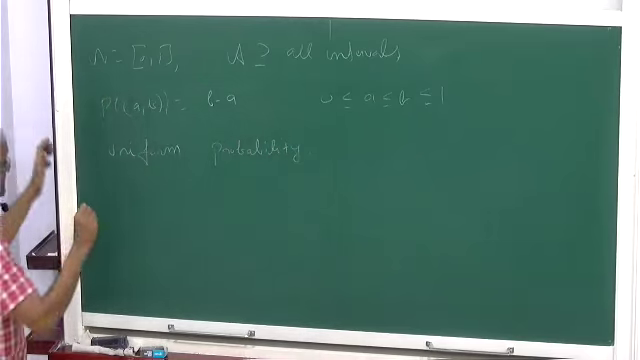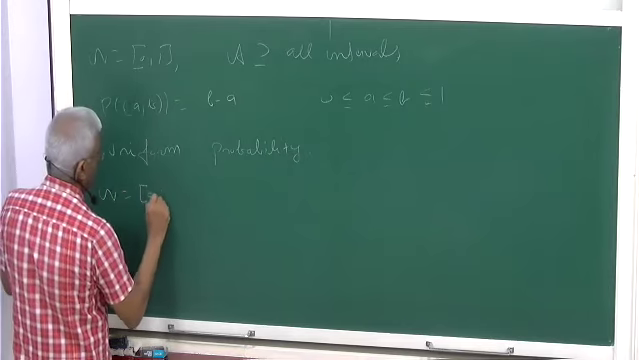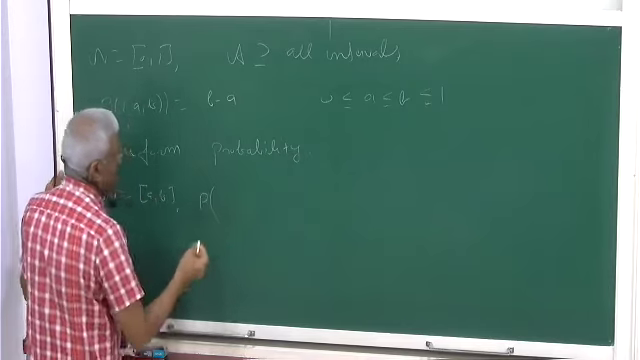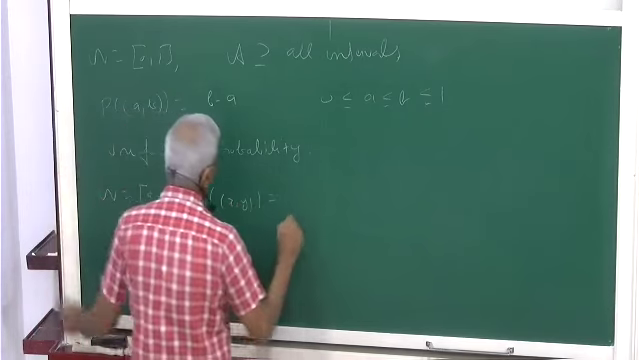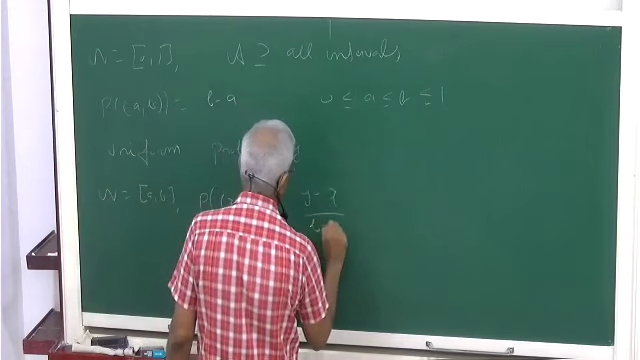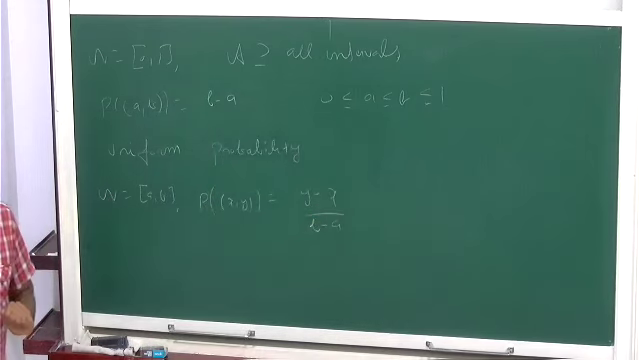I mean, you can define it, for example, you can take the interval AB itself. Then you can define for any interval xy, you can define it to be y minus x by b minus a. This will also be a probability measure.